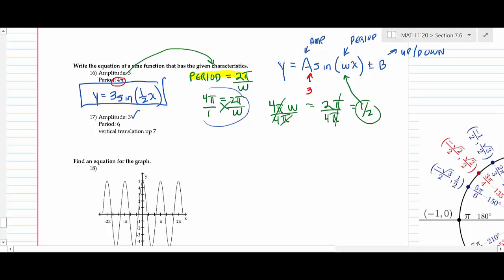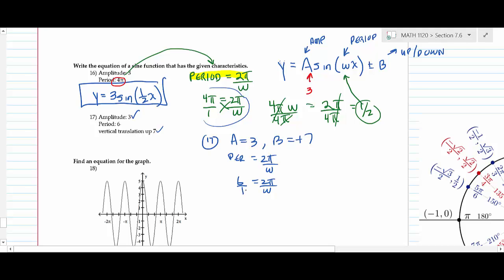So we have an amplitude, and then we have the period 6, and then we have a vertical translation 7. So what you want to do on number 17 is we really know that A is 3, okay, that's the amplitude, and then B would be the up-down, so we know that B is going to be plus 7. If we're going up, we're going to add 7 like that. Then you've got to just find what omega is, so it's the same idea. You have the period is equal to 2 pi over omega, okay, I give you the period is 6, so then you're going to solve that equation right there for omega, and then you'll get everything put together, okay?